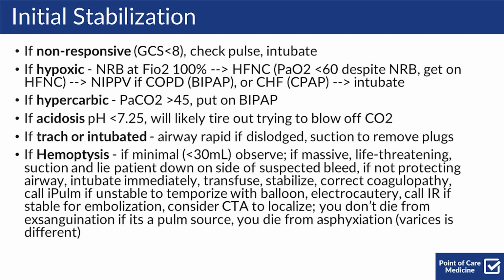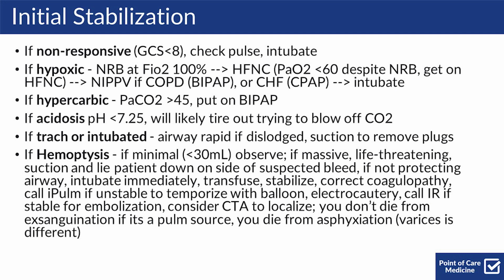If you get an ABG and the PaO2 is less than 60 despite being on non-rebreather or high-flow nasal cannula, you should be thinking about next steps, including intubation. If the patient's hypercarbic with a PaCO2 of greater than 45, put them on BiPAP to temporize them before deciding whether or not you think they need to be intubated.